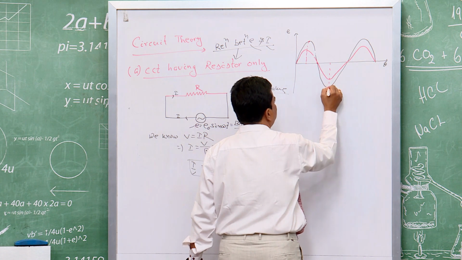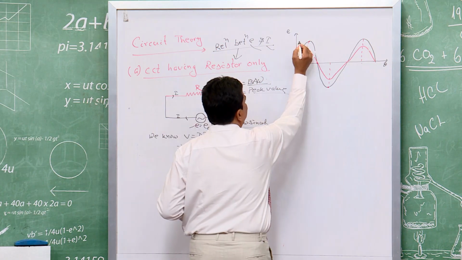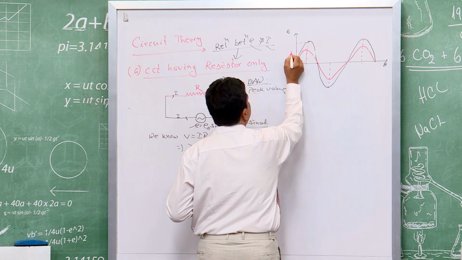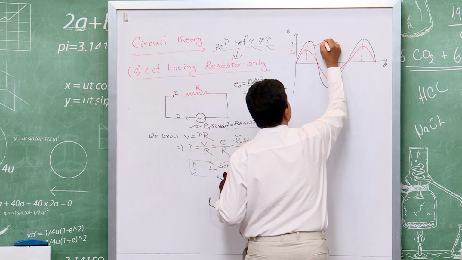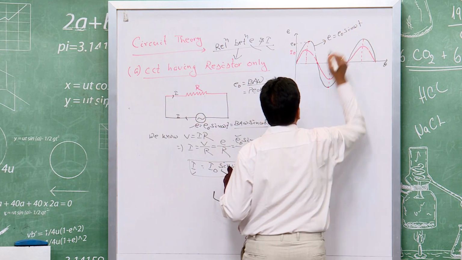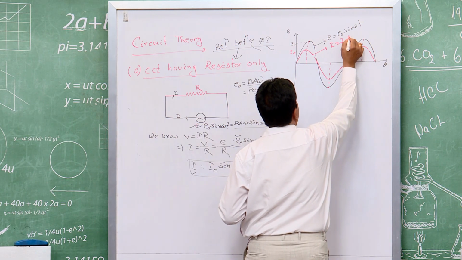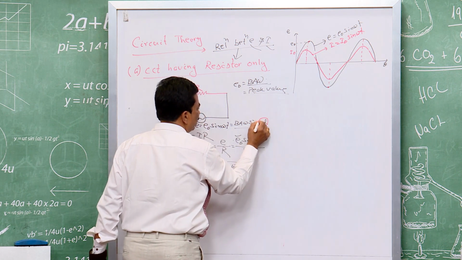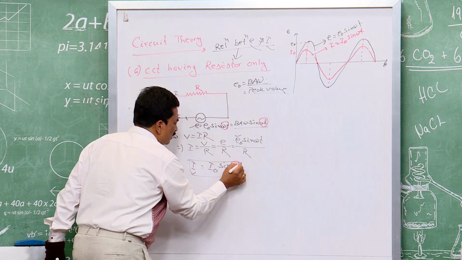So this is the peak value of E, and this is the peak value of I. I is equal to I0, E is equal to E0. This is the graph for E is equal to E0 sin omega t, and this is the graph for I is equal to I0 sin omega t. So what is this omega t?